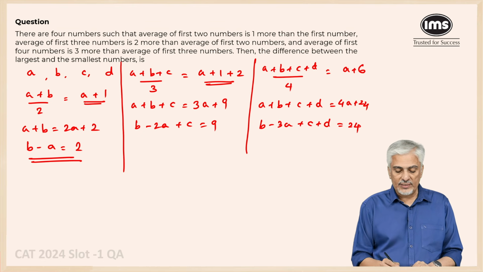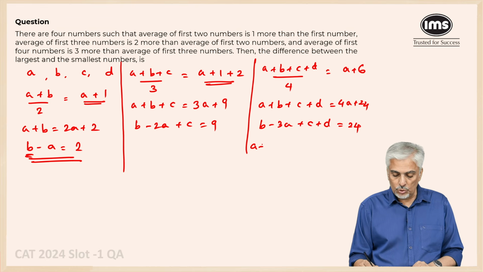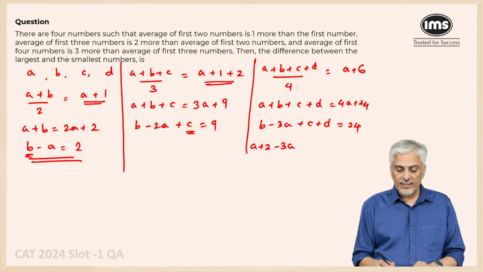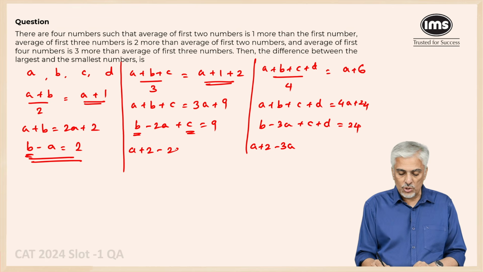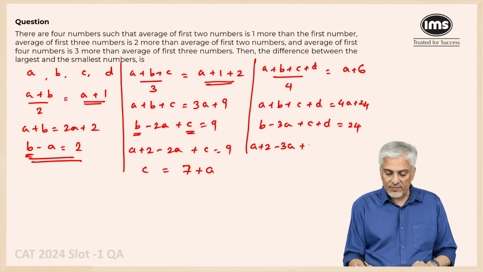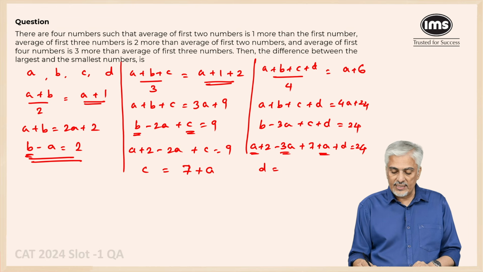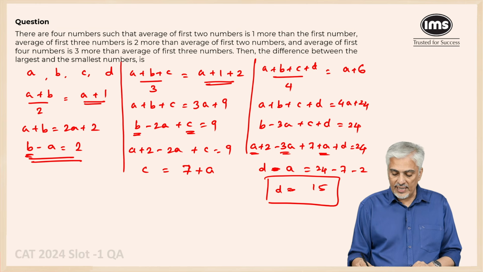Start substituting, remove everything. B can be written as A plus 2. In any one equation, put everything. Suppose in the last equation, B is A plus 2 minus 3A. What is C? Over here also put B as A plus 2. So A plus 2 minus 2A plus C is 9. So we've got C is equal to 9 minus 2, 7, plus A. So instead of C, I can write 7 plus A plus D is 24, and hopefully I should get what I want. D minus A is equal to 24 minus 7 minus 2, that will come out to be 17 minus 2, 15, and D minus A is 15.